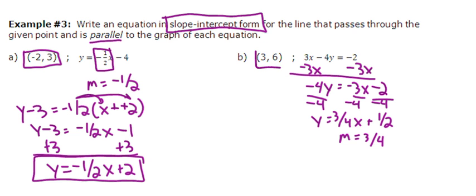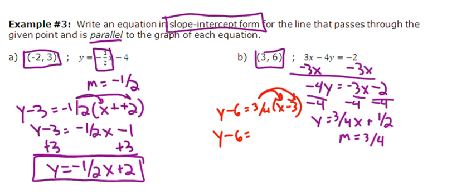Then I have this point, so I put it in point-slope form. So I have y minus 6 equals 3/4 times x minus 3. Because I want my final answer in slope-intercept form, I have to distribute the 3/4. So y minus 6 equals 3/4 x minus, so 3/4 times 3 is 9/4.